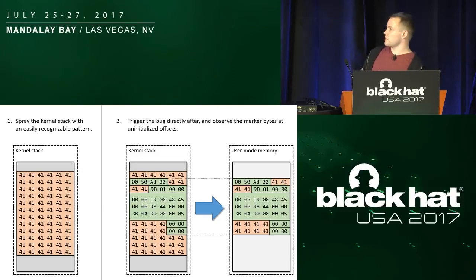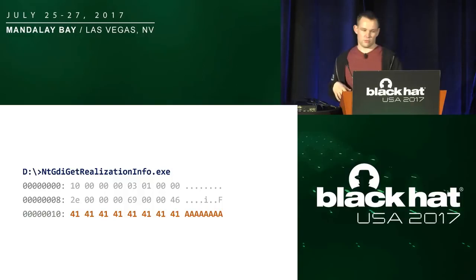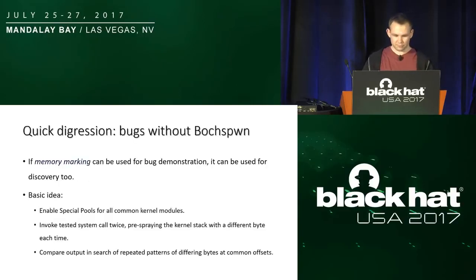This is illustrated here. First of all, we spray the kernel stack with some easily recognizable pattern, such as the 0x41 byte, and then we trigger the vulnerability, and we see where this marker byte happens to be in our output buffer. So this is another example, running the NtGdiGetRealizationInfo POC, which leaks 8 bytes from the kernel stack.